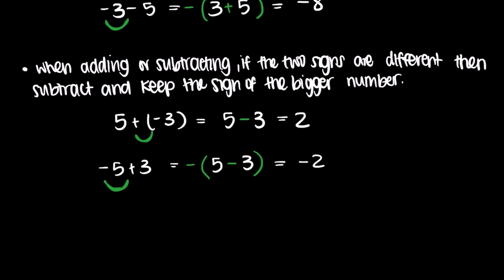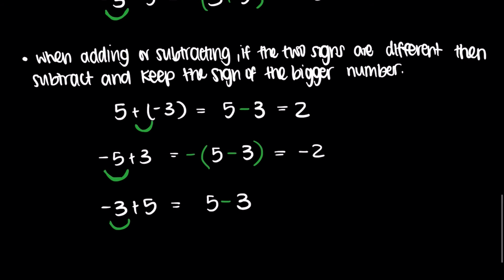Third example, negative 3 plus 5. The signs are different, so we subtract and keep the sign of the bigger number, which is positive, so our answer is positive 2.